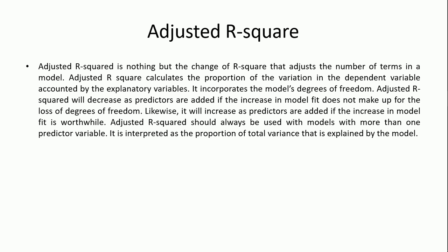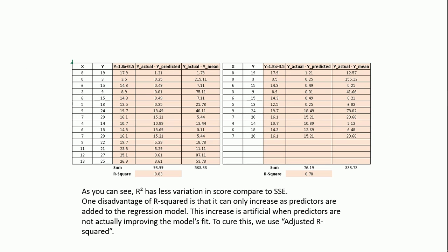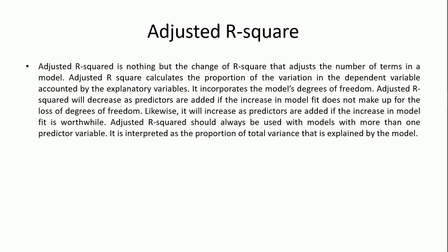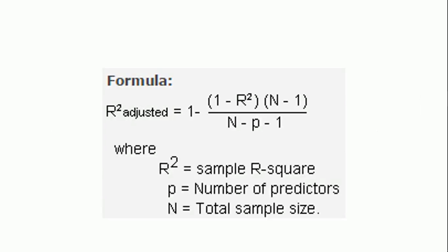Adjusted R square should always be used with models with more than one predictor variable, because, as we have seen, the sole purpose of using adjusted R square is to correct the increase in the value of R square, right? So this is adjusted R square.